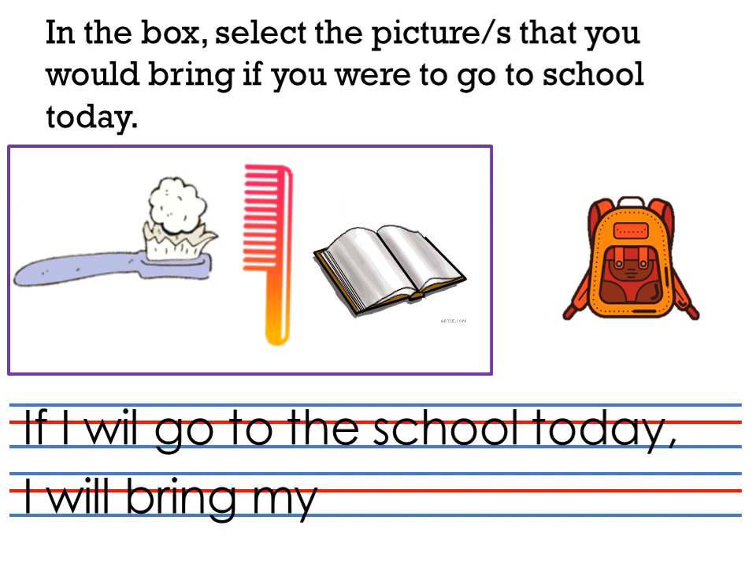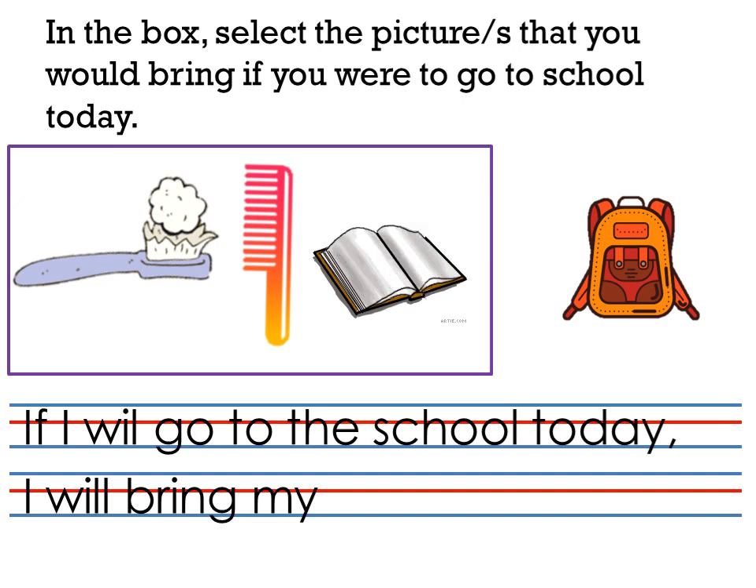So today, in the box, select the picture or pictures that you would bring if you were to go to school today. Okay, now get your notebook and then complete the sentence. If I will go to the school today, I will bring my. So you have to choose between the three pictures. Will you bring your toothbrush, your comb, or your notebook? Just choose one, copy it in your notebook, and then write your answer. If you're done, let's check it.